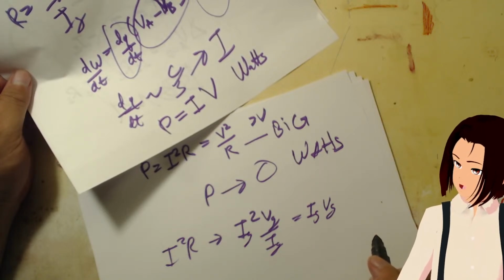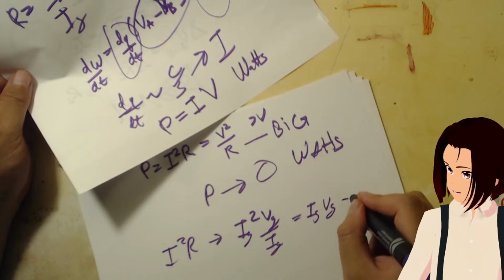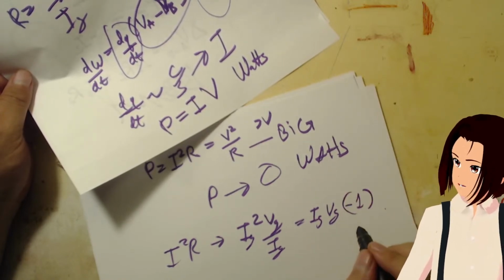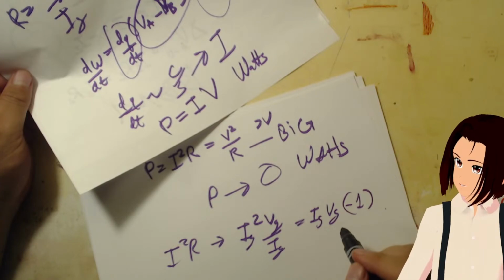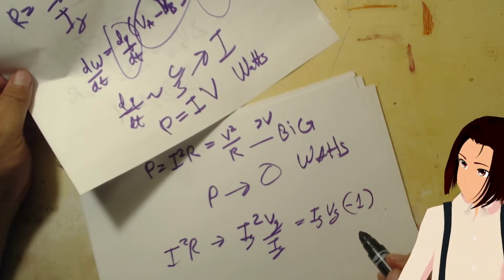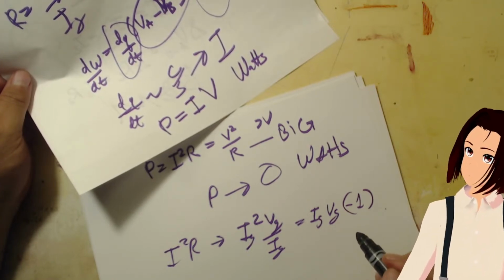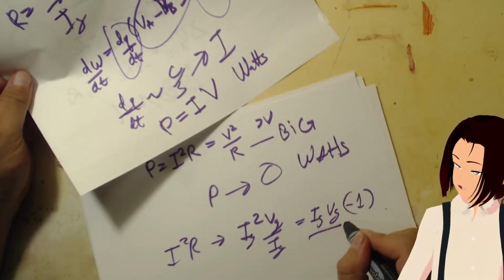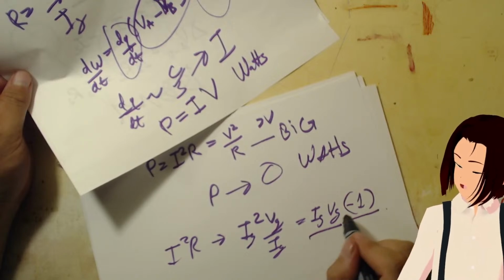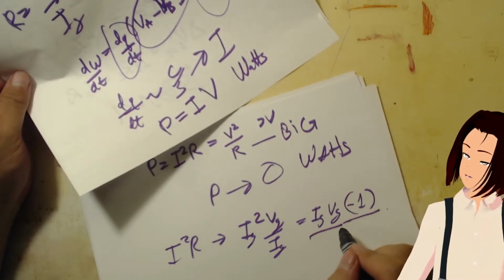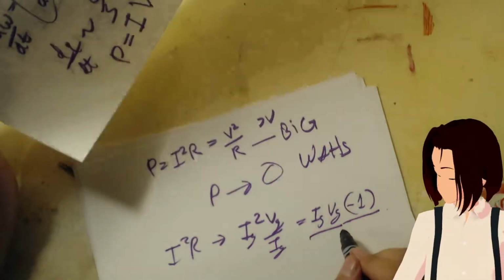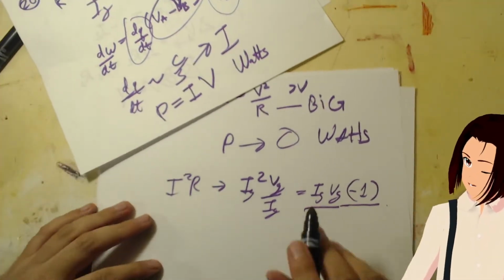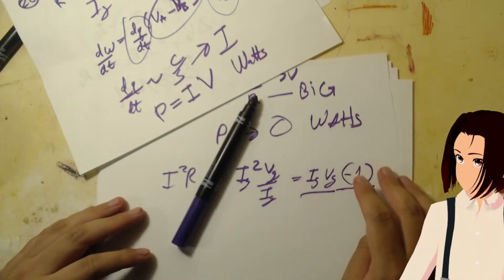So the answer is that's the magnitude. But to be really nitpicky about it, we got to add a negative, because the negative means the power is extracted from the power source. So the resistor is burning this quantity, but the power source is giving out this quantity. Yeah, so you got it right. You get an A. Congratulations.